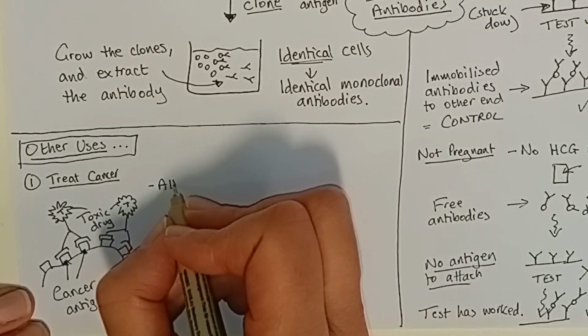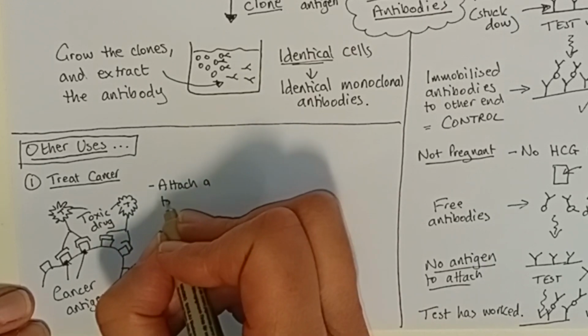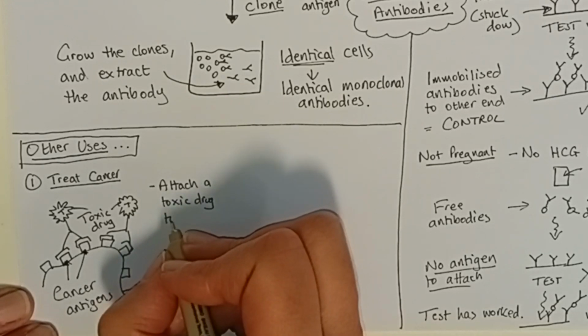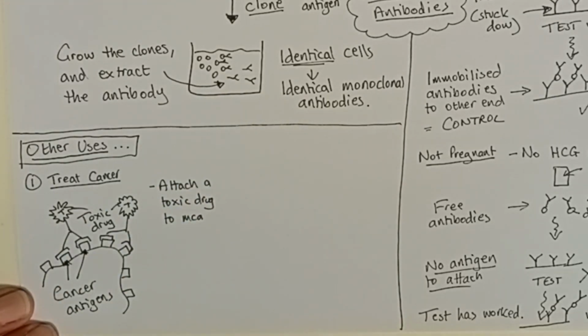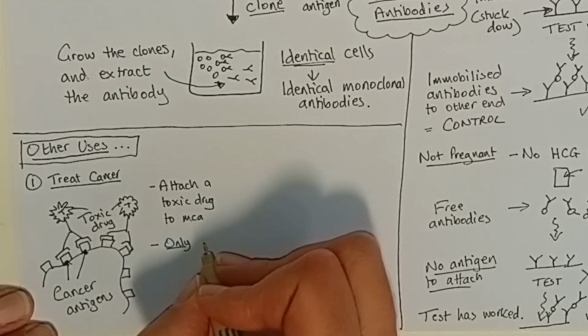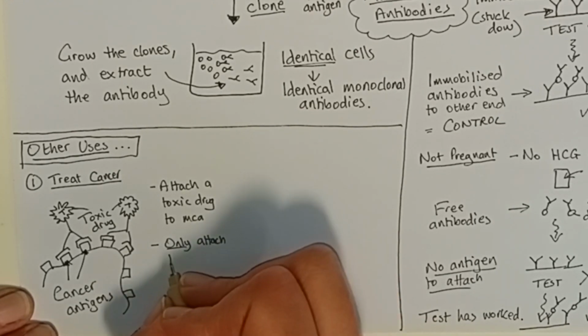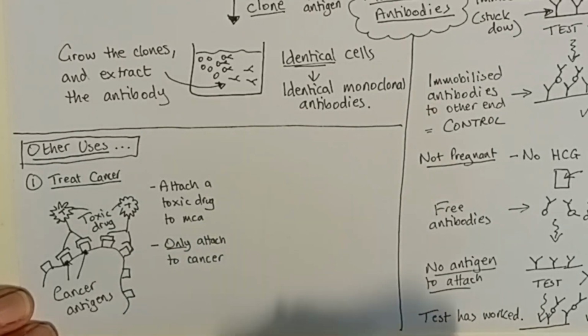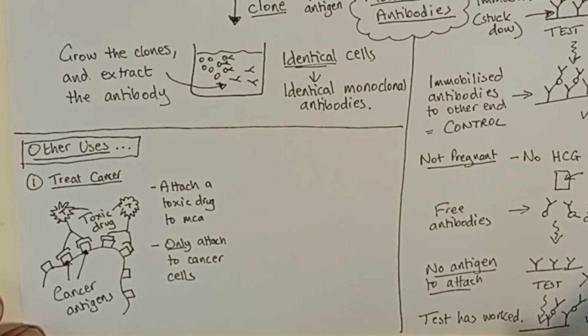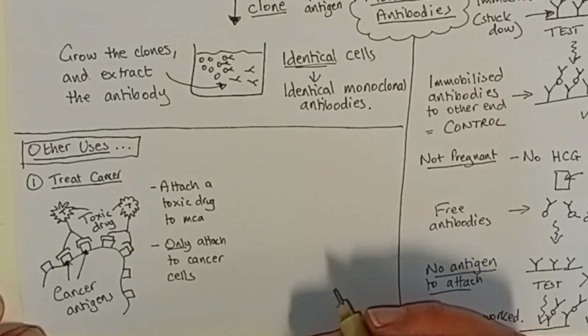So you attach a toxic drug to a monoclonal antibody, and then it will only attach to cancer cells. So these were originally called magic bullets, using monoclonal antibodies with toxic drugs attached, specific or only binding to cancer antigens, so they only stick to cancer cells.